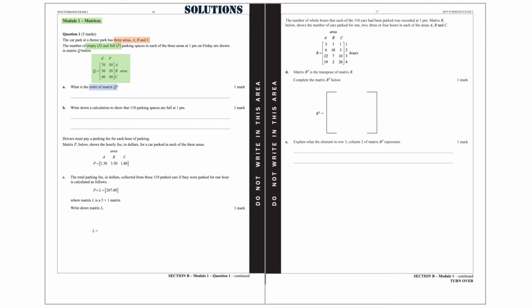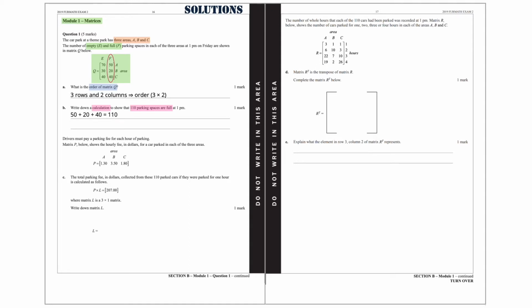We know that the order of a matrix is the number of rows by the number of columns. Matrix Q has 3 rows and 2 columns, therefore it is of order 3 by 2. Part B. Write down a calculation to show that 110 parking spaces are full at 1 p.m. The number of full parking spaces are shown by column 2, that is 50 plus 20 plus 40 equals 110.